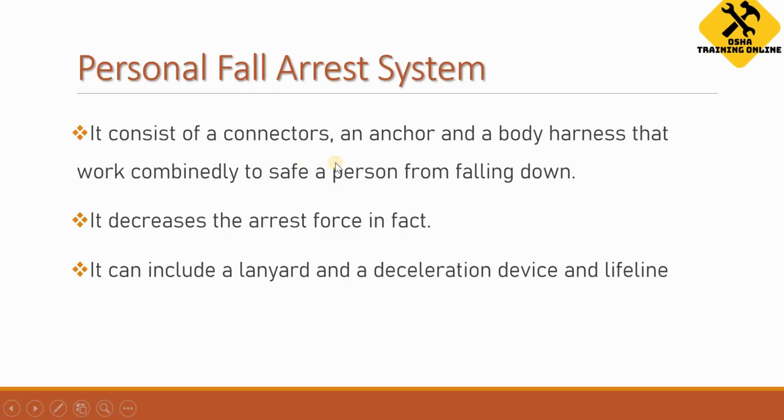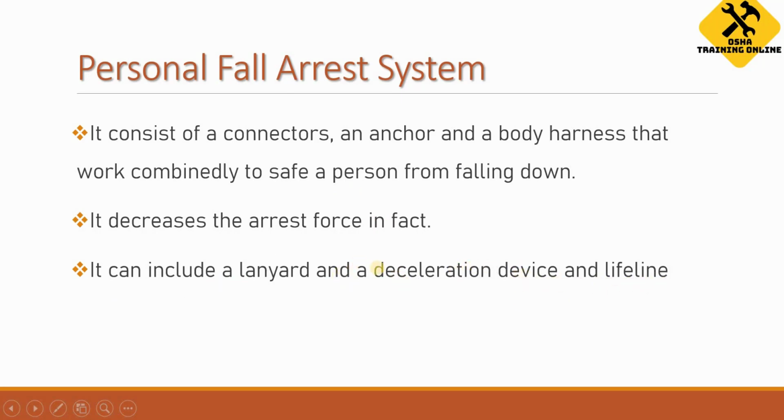Next one is the personal fall arrest system. It consists of connectors, anchors, and body harnesses, and they basically work combined to save a person from falling down. It decreases the arrest force. In fact, it can include a lanyard, a deceleration device, and a lifeline.